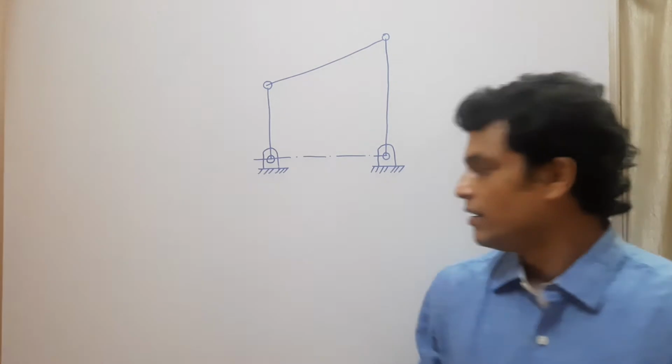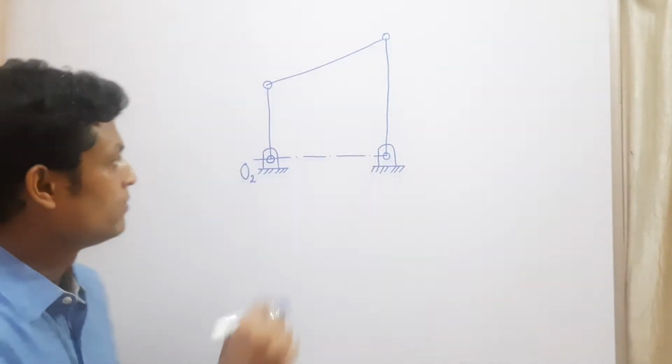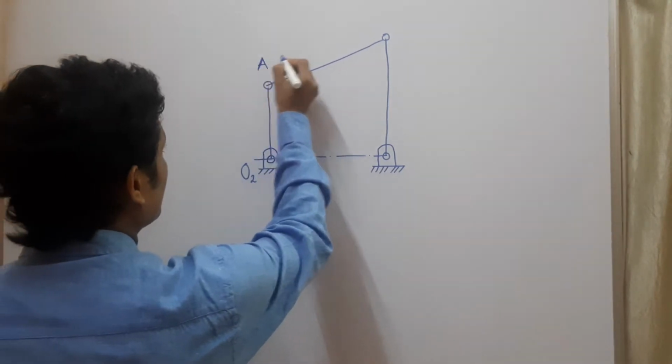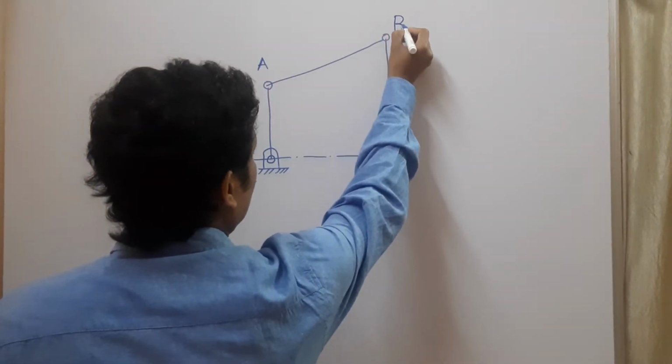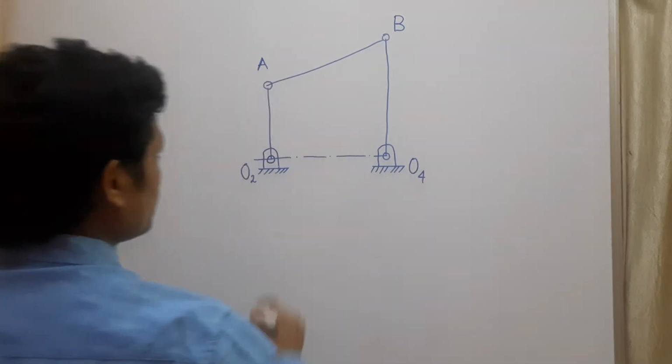This is a 4-bar linkage. Say this is O2, this is A, this is B, and this is O4. So this is a 4-bar linkage.